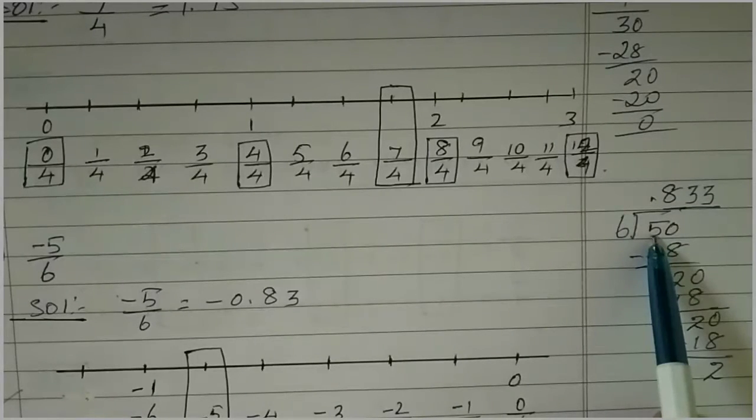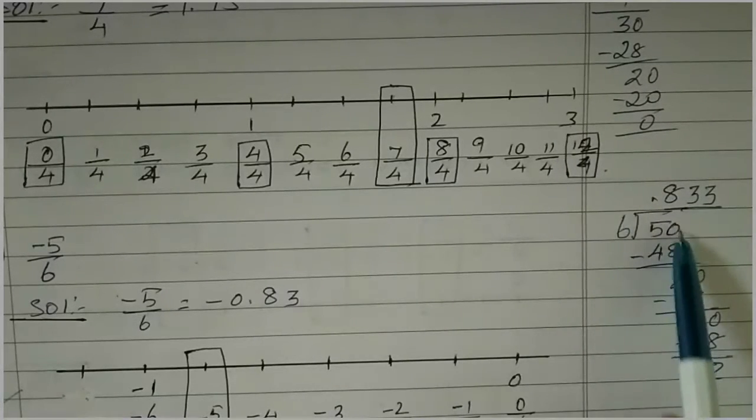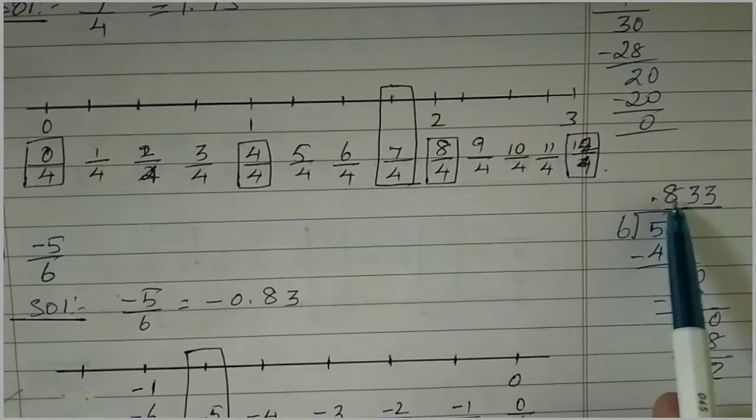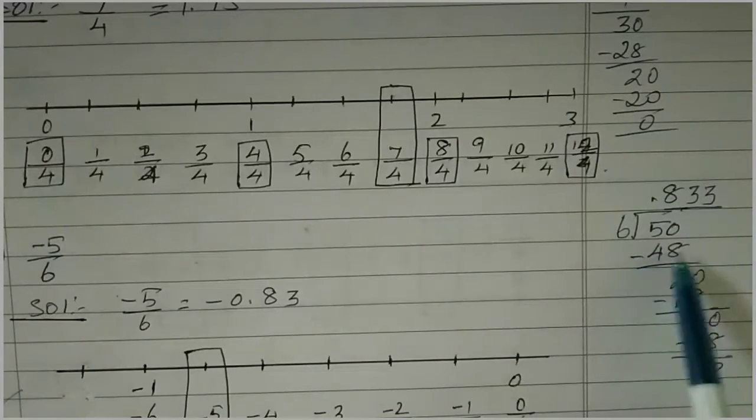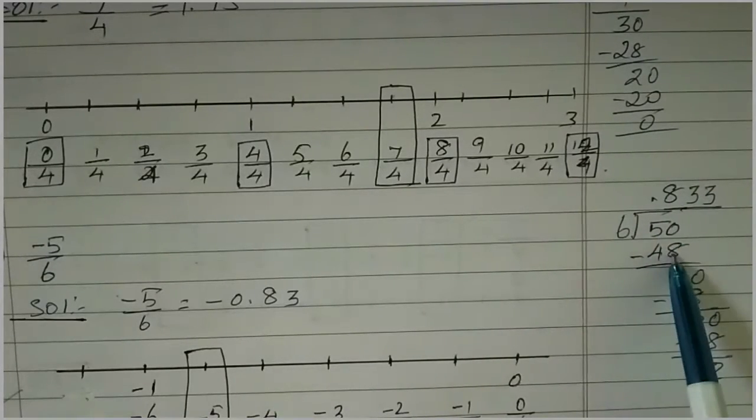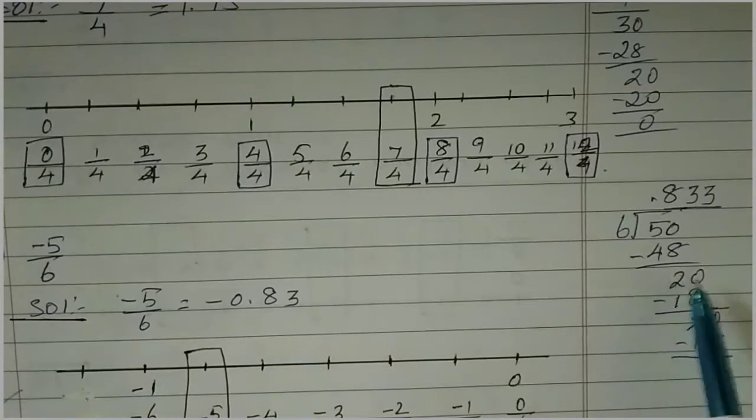So for that we have to take a point and then introduce one 0. So now we have to divide this value. Just how many times? 8 6s are 48. Okay, 8 6s are 48. Now we can subtract this value. 50 minus 48 equals 2. Okay, when we are subtracting this value, we'll get 2.